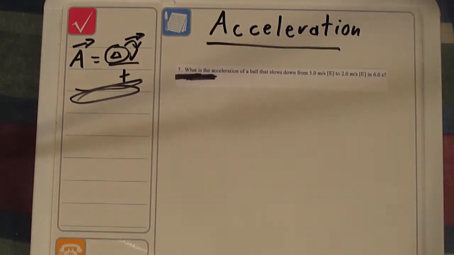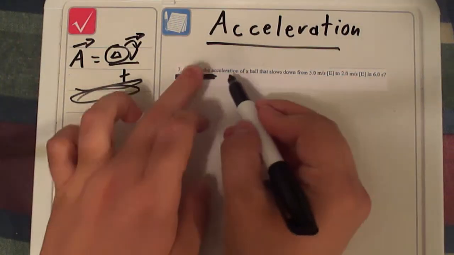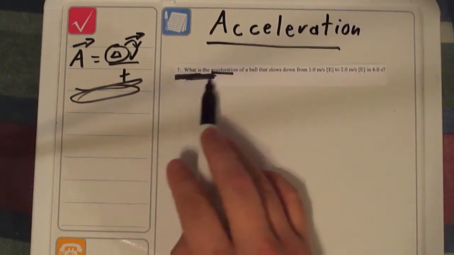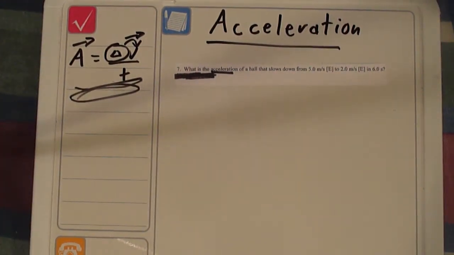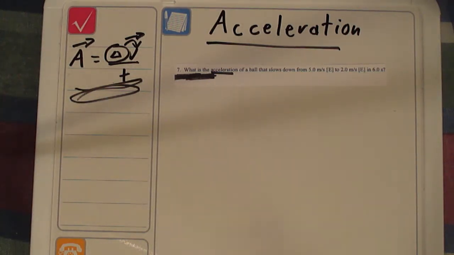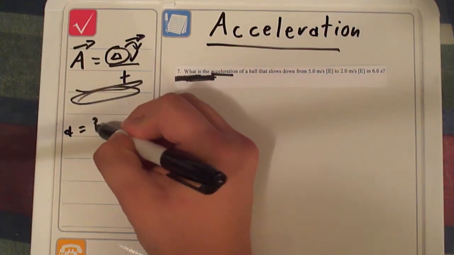So this will be my final question. What is the acceleration of a ball that slows down from 5.0 meters per second east to 2.0 meters per second east in 6.0 seconds? So, obviously, looking for acceleration again. On every piece of paper you'll see a little black thing here. That's because my grade 10 teacher was awesome and gave us the answers so we would know if we got it right or not. Tell me if you want to keep seeing that.